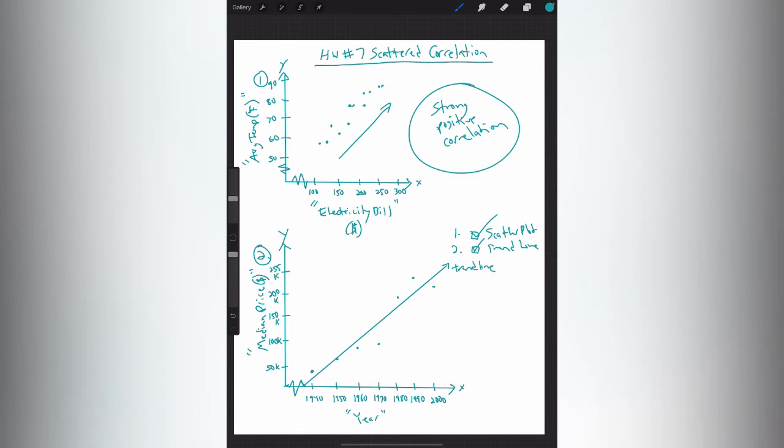Whenever you see trend line or line of best fit, it's the same thing. The line of best fit is usually more calculated with a calculator, and that's what we're going to use in the next example. But you can draw your own line of best fit without a calculator. Okay, so that's what I have for number 2.